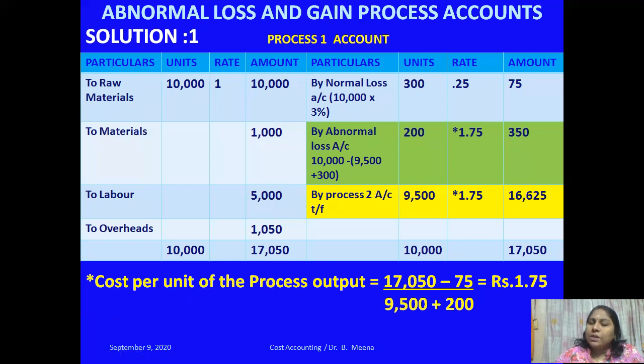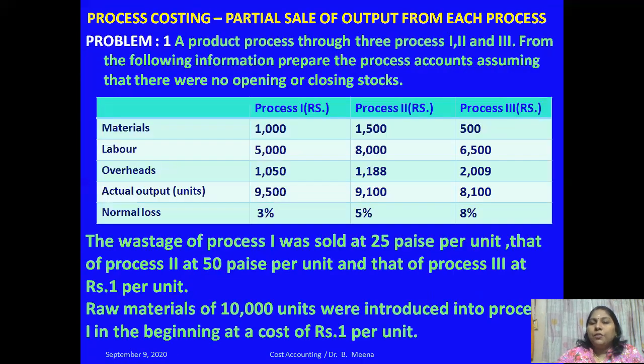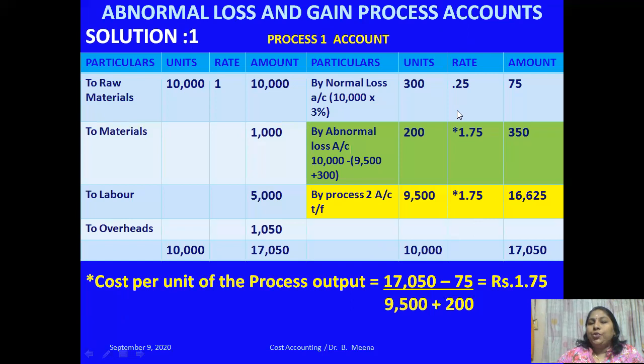10,000. For this process, I gave 10,000 units as the input. So 10,000 into 3%, what is my normal loss? 300 units. And the scrap value is given in this problem. What is the scrap value given in the paragraph? For process one, it was sold at 25 paise. That's what I mentioned, 0.25. So when I'm multiplying 300 units into 0.25, I'll get the amount value as 75.